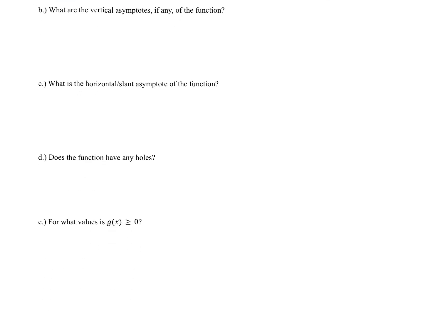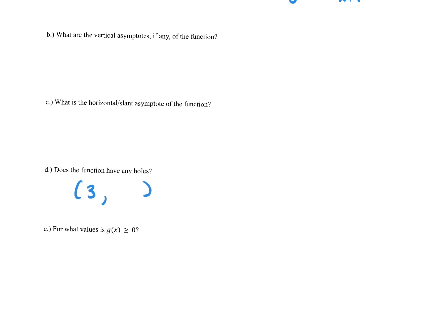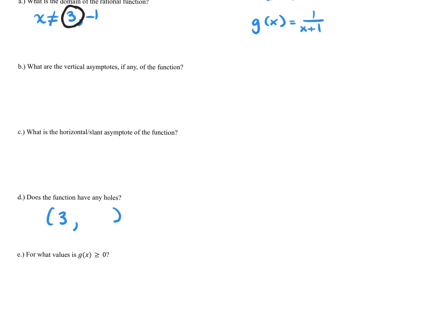So I know there's going to be a hole at 3 comma something. And how I find the y value, remember, we will plug in to this reduced form rational function up here. After you cancel it out and get your hole, everything gets plugged in there. So 1 over 3 plus 1 is simply 1/4. So this thing has a hole at 3 and 1/4.